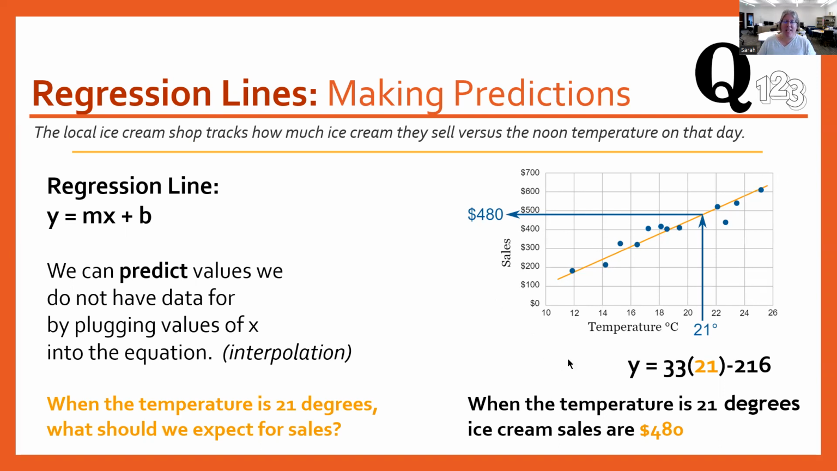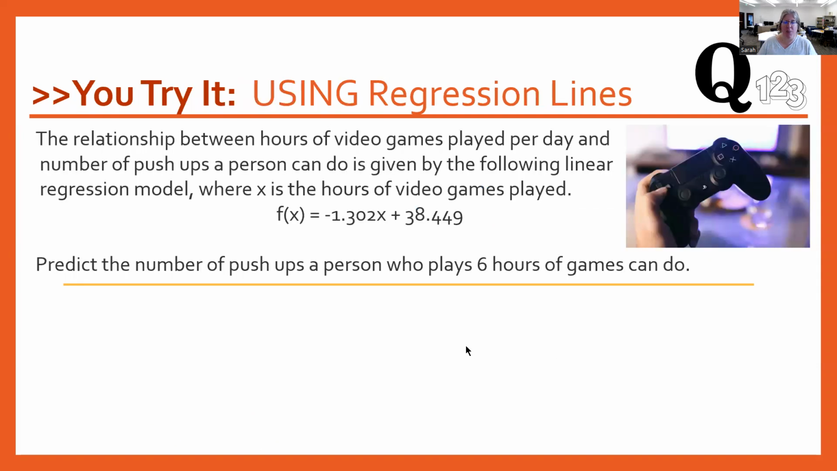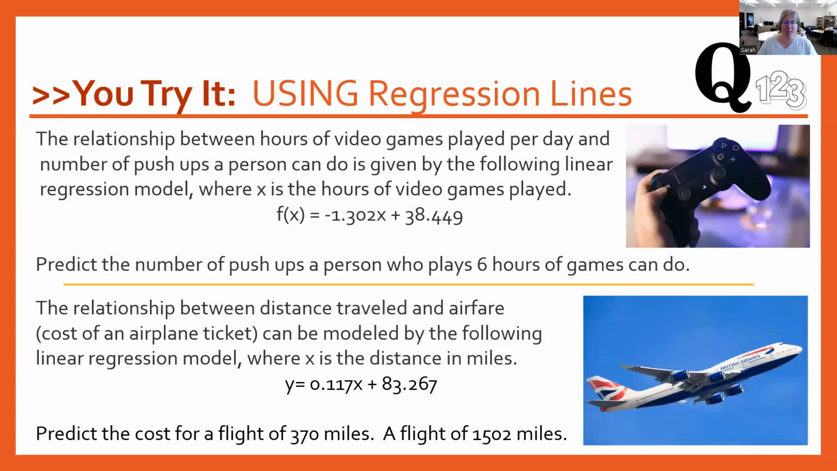Right, now that we've taken a look at how to make predictions and interpret them, what I'd like for you to do is to go ahead and practice that skill. So on the notes, you'll see you have two examples. The first one is about the number of hours of video games played and the number of push-ups someone could do. And then the other one is about distance traveled and the airfare cost. Both problems ask you to start by identifying the explanatory and the response variable and then to do some predictions. So go ahead and pause the video and give that a try.